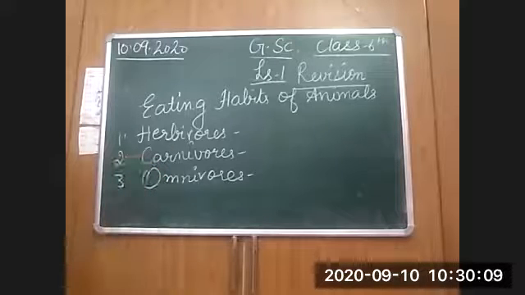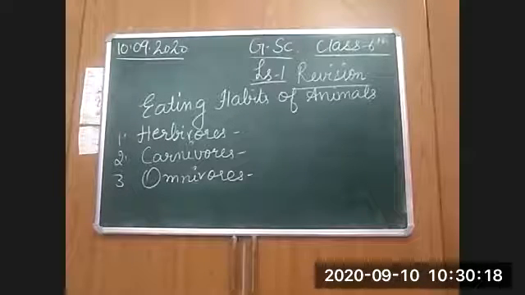What are herbivores? Herbivores are the organisms, the animals which eat only plants. Means they are dependent on plants only. They have very sharp front teeth to bite the plant parts, right? Examples are cows, buffaloes, horses. They all are examples of herbivores.